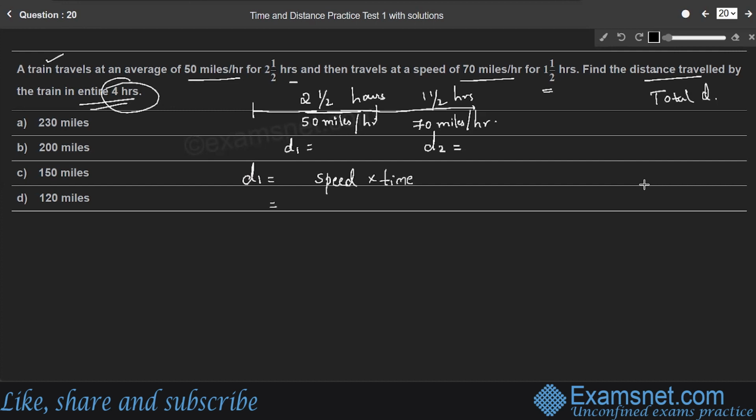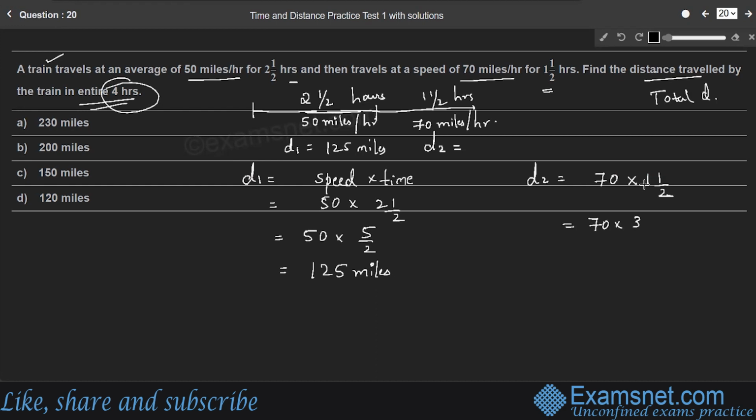So the speed of the train in the first 2.5 hours is 50 miles per hour, and time is 2.5. Hence it is 50 into 5 by 2. So 2 into 25 is 50, and 25 into 5 is 125 miles, the distance traveled in the first 2.5 hours. Whereas in the next 1.5 hours, D2 is speed 70 miles per hour into time 1.5 hours. So 70 into 3 by 2, so 35 into 3 is 105 miles.